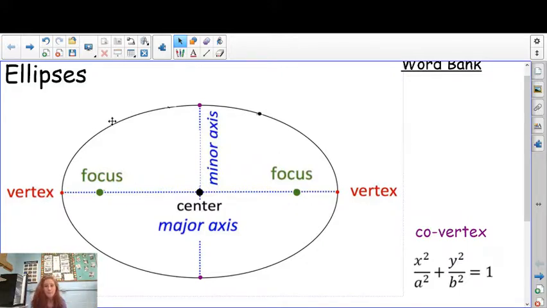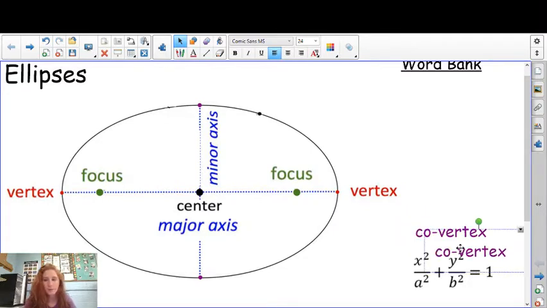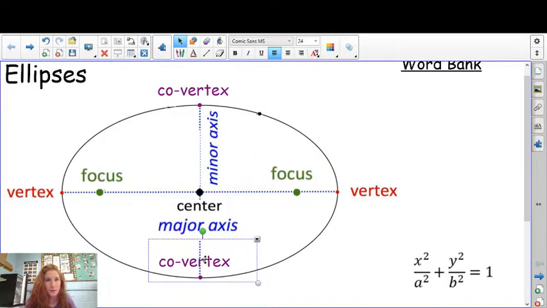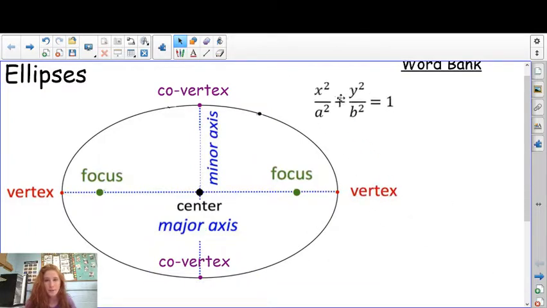And then I also have this definition called a covertex. And he will be on the minor axis, and in this case, he goes up and down. And then here is the equation for an ellipse.